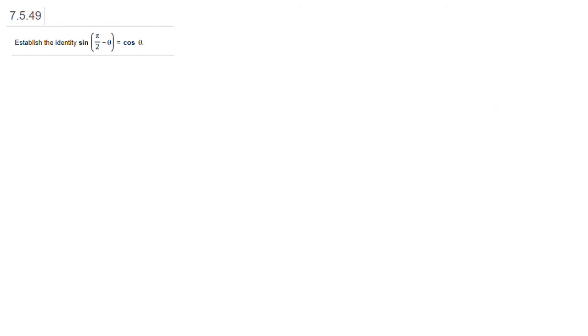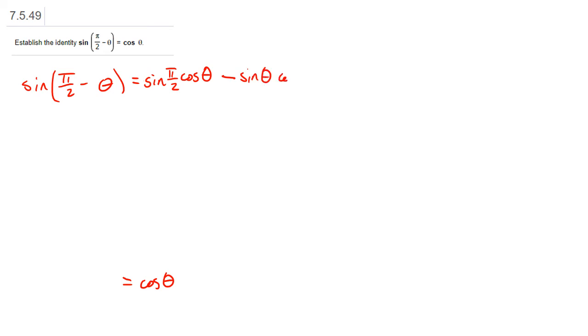Okay, establish a trigonometric identity. All right, so we're going to do this two ways. Okay, first, without any help, just by starting with one side and trying to make it look like the other. Now I have a sine of a difference, so if I use the difference formula for sine, I know this is the sine of the first angle times the cosine of the second minus the sine of the second times the cosine of the first.